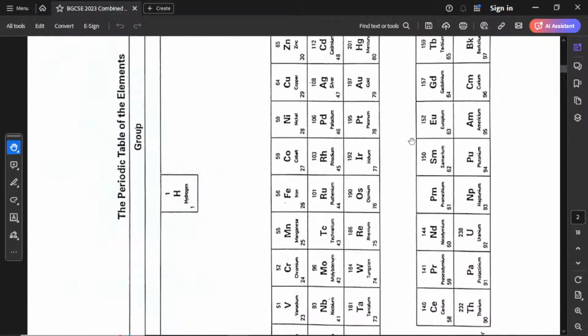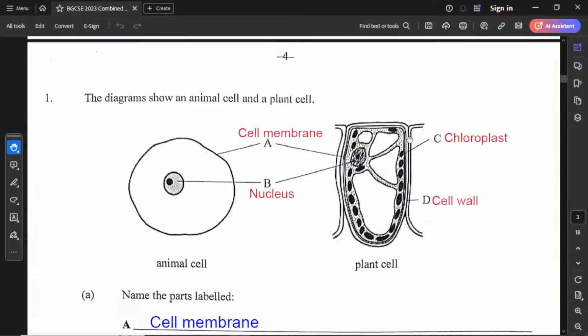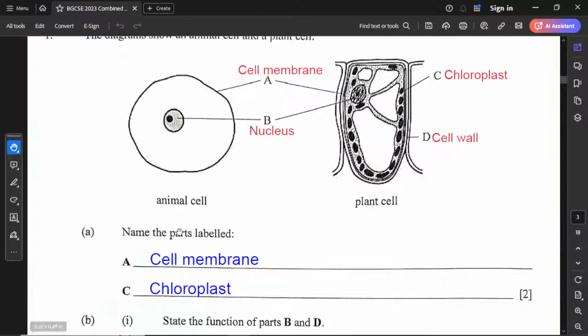All right, so let's jump into question number 1 at this time. And question number 1 reads that the diagrams show an animal cell and a plant cell. Some of these structures, I have already labeled them. So we have A is the cell membrane, B is the nucleus, C is the chloroplast, and D is the cell wall. All right, so part A asks us to name parts labeled A and C.